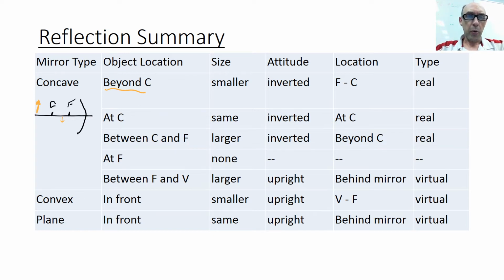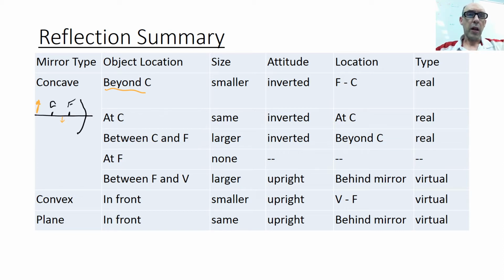If, however, you put the object between F and V, it's going to be larger and upright behind the mirror, which is that makeup mirror thing again. Convex mirrors are much simpler. You're simply placing your object in front of the mirror, and your image is going to be smaller, upright between V and F, which happens to be behind the mirror, and it'll be virtual. And in plane mirrors, again, same size, upright like you'd expect, behind the mirror and virtual. So that's your summary of the different reflections.